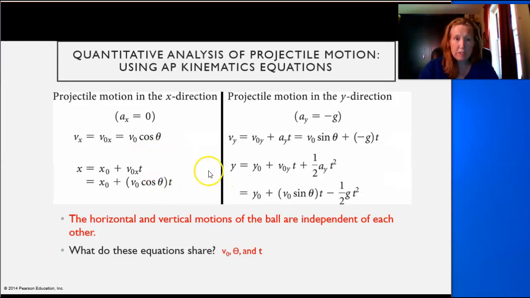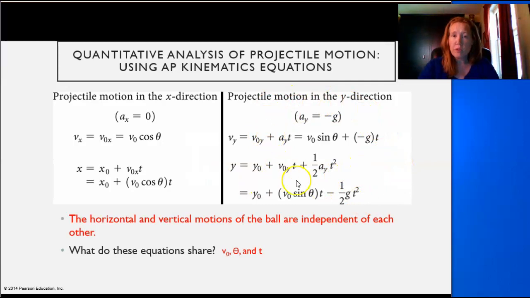And notice that the last term, like the plus 1/2 at squared stuff that's on the AP sheet, has disappeared because that acceleration is 0. And then you can also have the third equation that would help you solve for, well, but we don't have acceleration, so what am I talking about? This is the only way to solve for the x, or the position in x, okay?